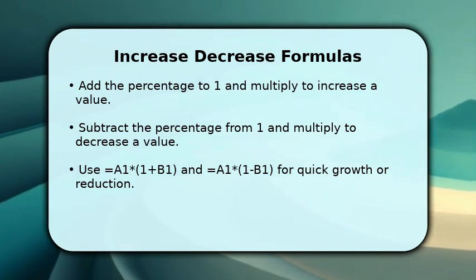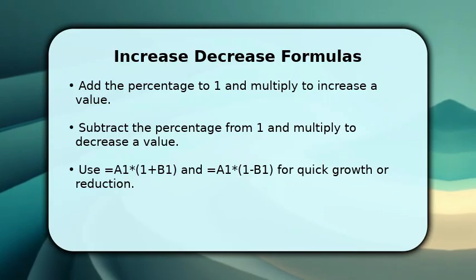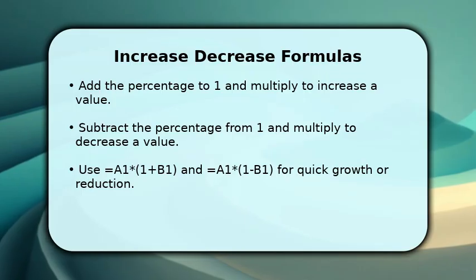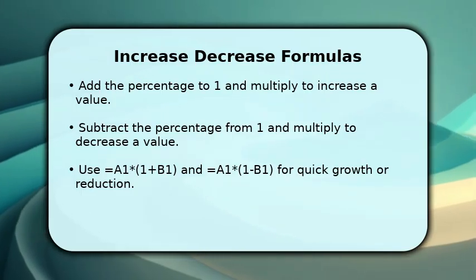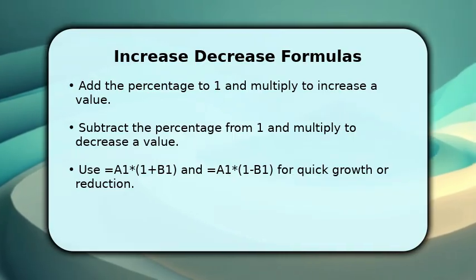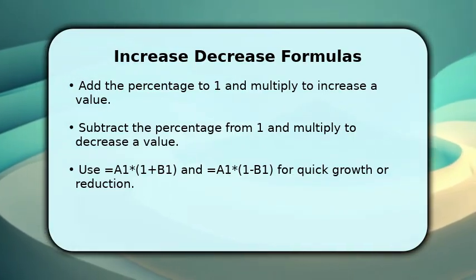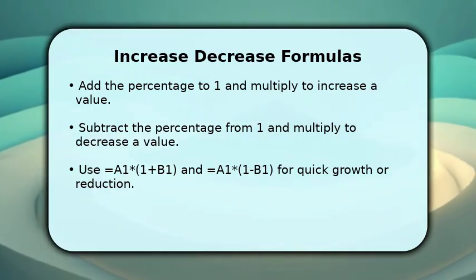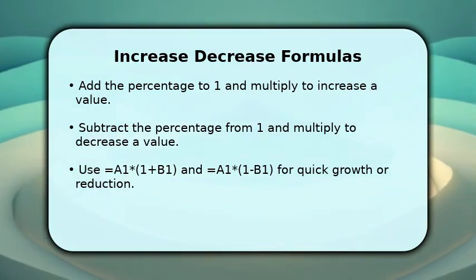To change a value by a percentage, use simple multipliers that are easy to remember. For a 10% increase, multiply by 1.10. For a 10% decrease, multiply by 0.90. In Excel, use equals A1 asterisk, 1 plus B1 to increase and equals A1 asterisk, 1 minus B1 to decrease, where B1 holds the percent. This keeps your sheet clean and lets you test scenarios quickly without rewriting formulas for each row.